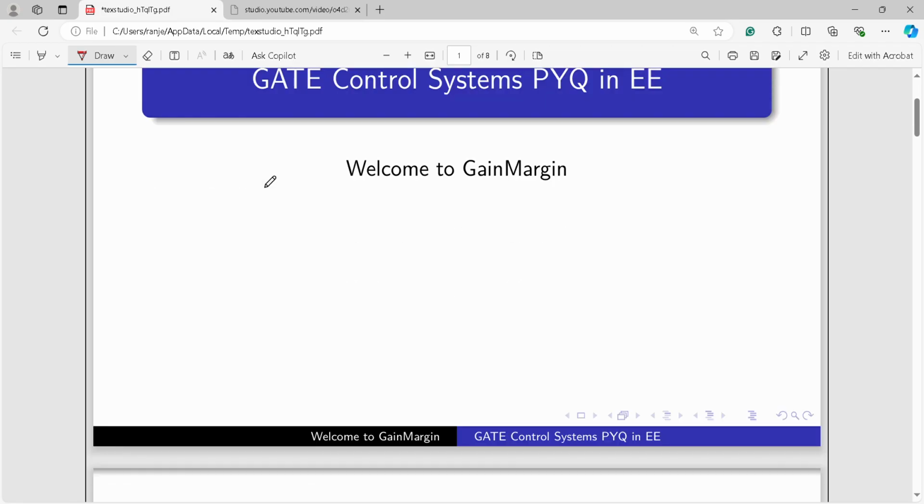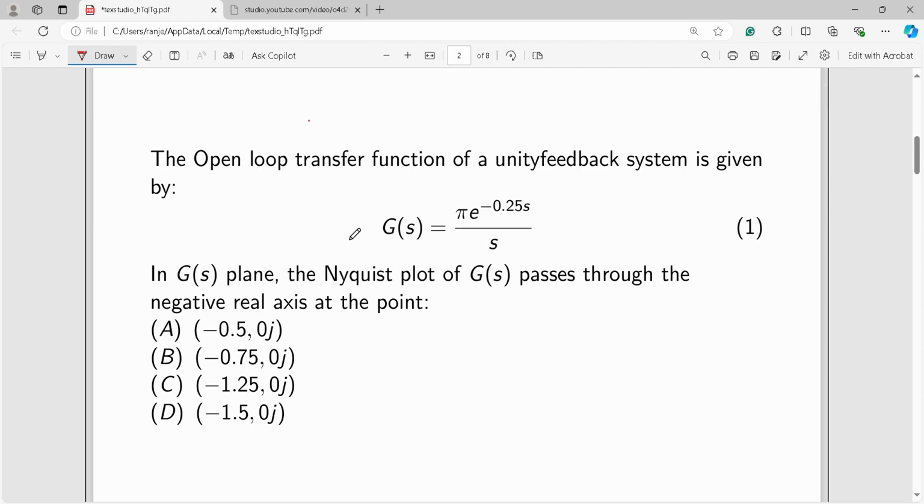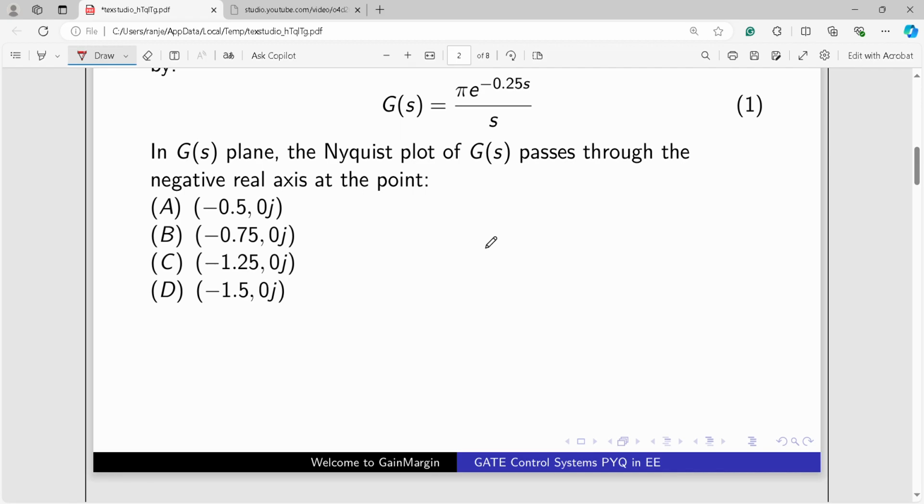So here we are taking one more question asked in the GATE exam. The open loop transfer function of a unity feedback system is given by G(s) equal to pi into e to the power minus 0.25 s by s. And in the G(s) plane, the Nyquist plot of G(s) passes through the negative real axis at the point.